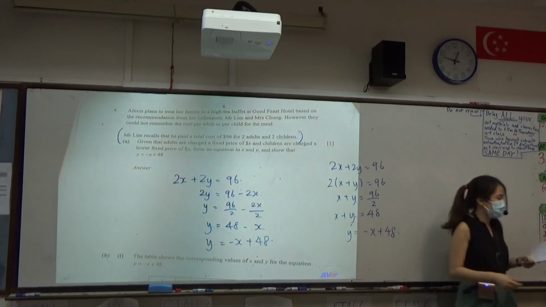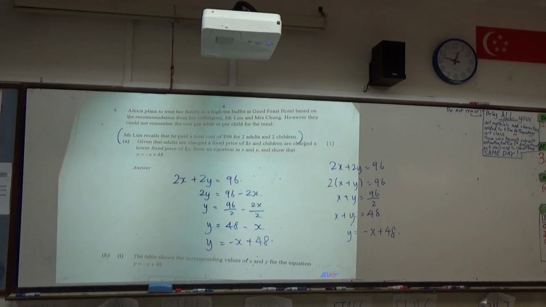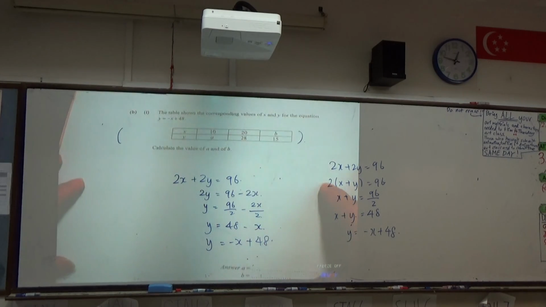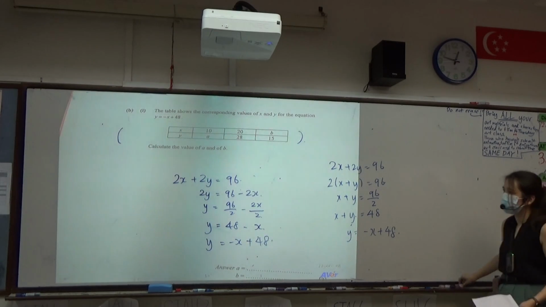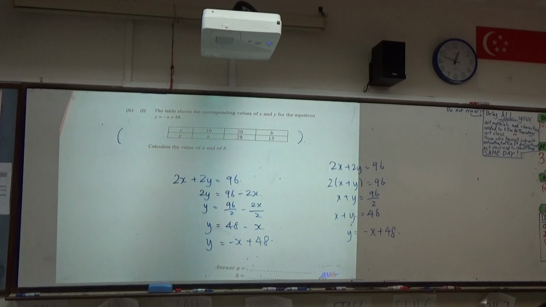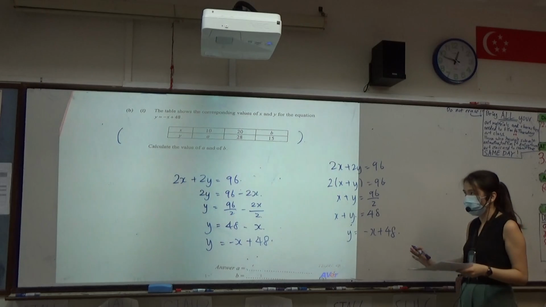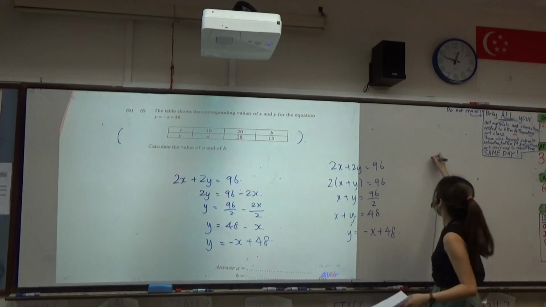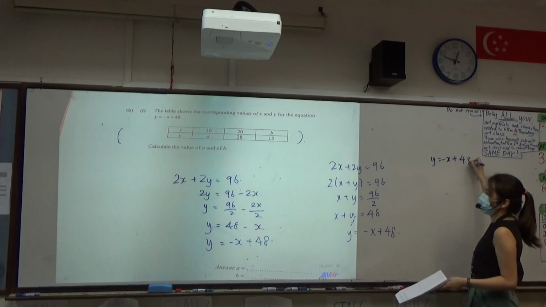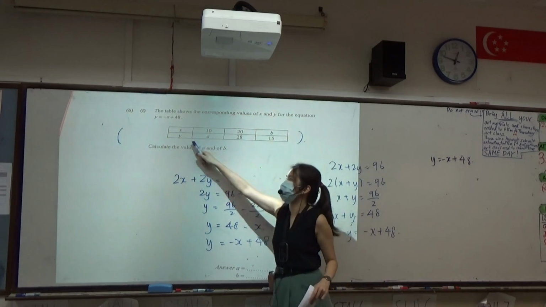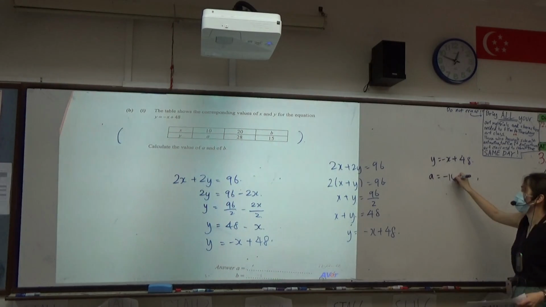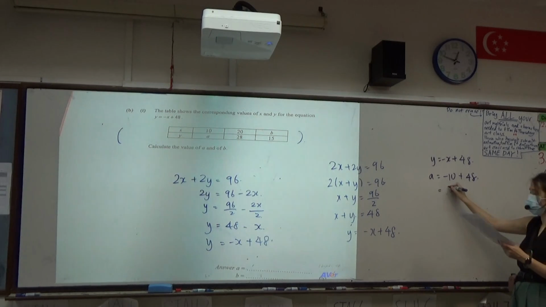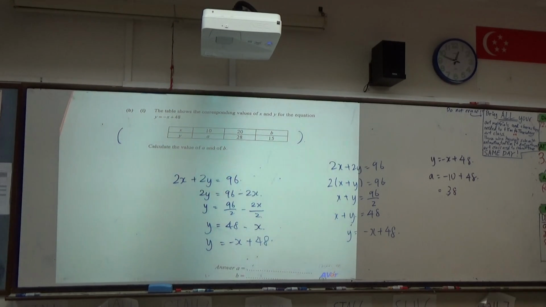Okay, let's look at B part I. The table shows the corresponding values of x and y. You want to find the value of a and b. So we have the equation y equals negative x plus 48 already. If I want to find out what a is, which is a y value, I need to use x equals 10. So a equals negative 10 plus 48. When I calculate, I get 38.